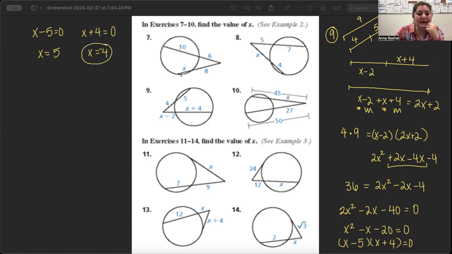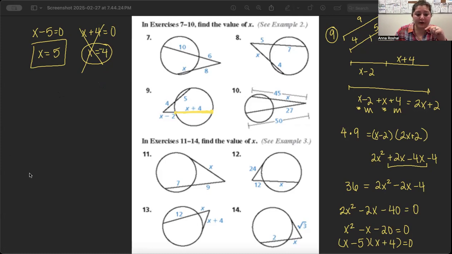If I plug in -4 in here, that means I'm saying that this whole distance here is going to be 0, right? Because -4 plus 4 is just 0. And then this distance is going to be negative, and that's not okay. That's not a thing. So I'm going to reject that answer and say that my only possible answer is x is 5. And that's kind of where we're at for that particular problem.